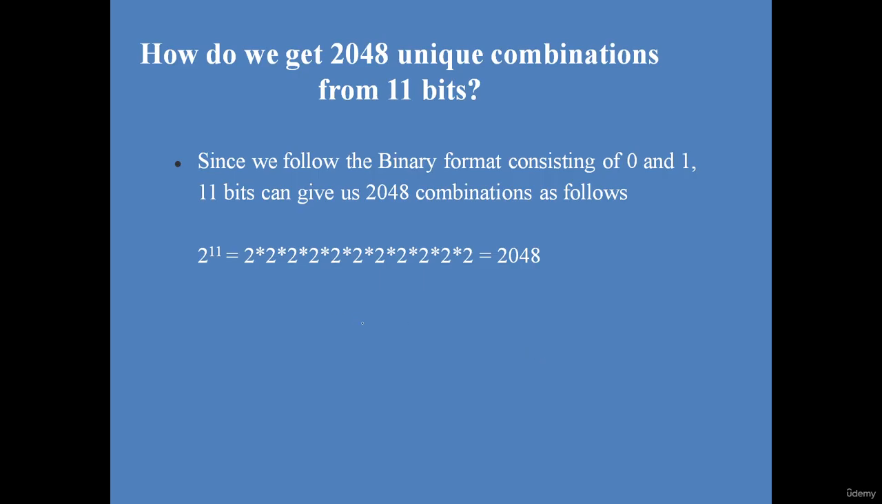So how did we come to this 2048 number for 11 bits? Since we follow binary format and it consists of 0 and 1, with the help of this formula, we arrive at 2048.